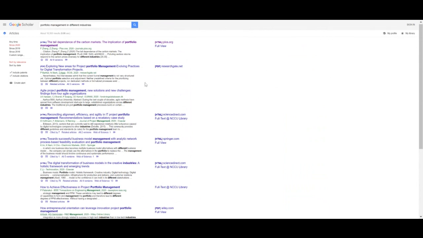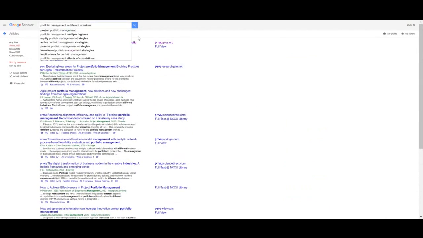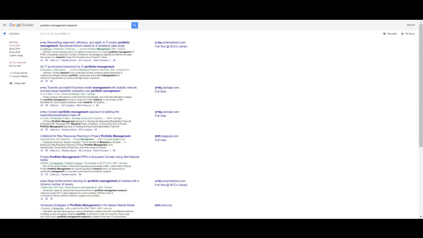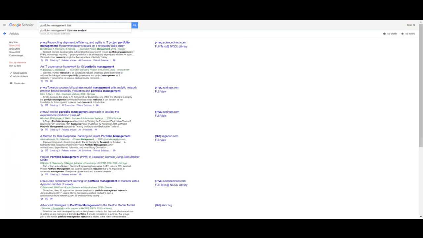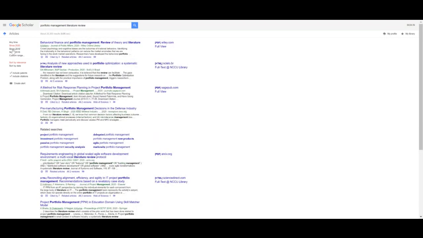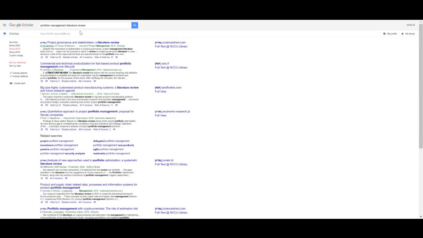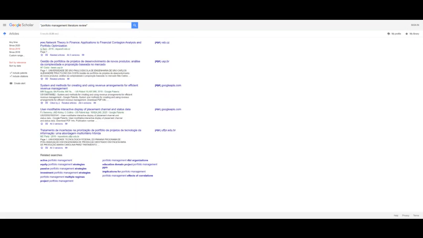Okay, so hopefully this will give you a little more ideas: portfolio management in different industries, multiple regimes, strategies, all the way like that. Portfolio management research: this will give you information on the research that has been done on portfolio management. And you can even do something like portfolio management literature review, and we are doing only since 2019, let's say. This will give you the literature review that has been done on portfolio project management. And if you want to be more specific, you can put it in quotation marks, and that will only give you things related to portfolio project management.